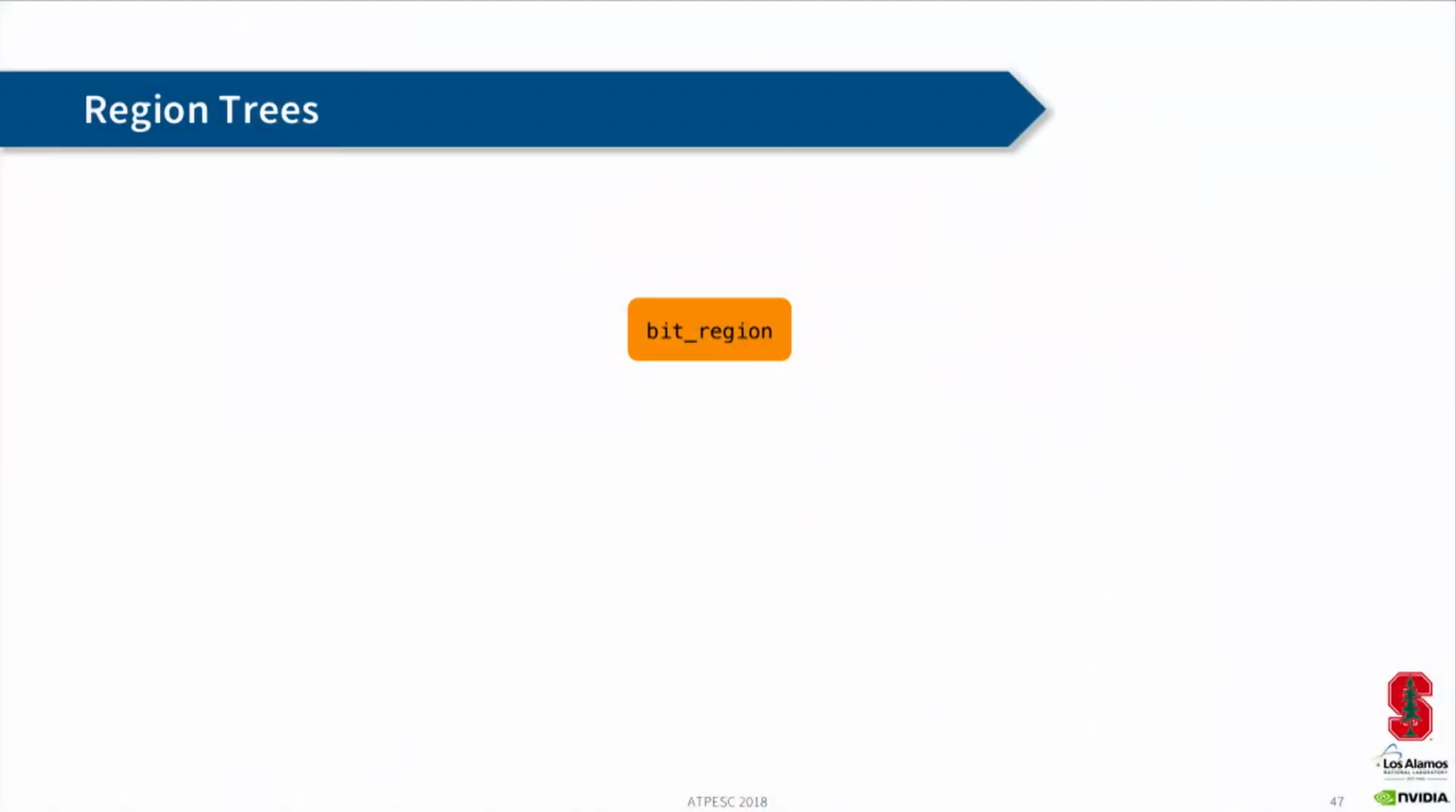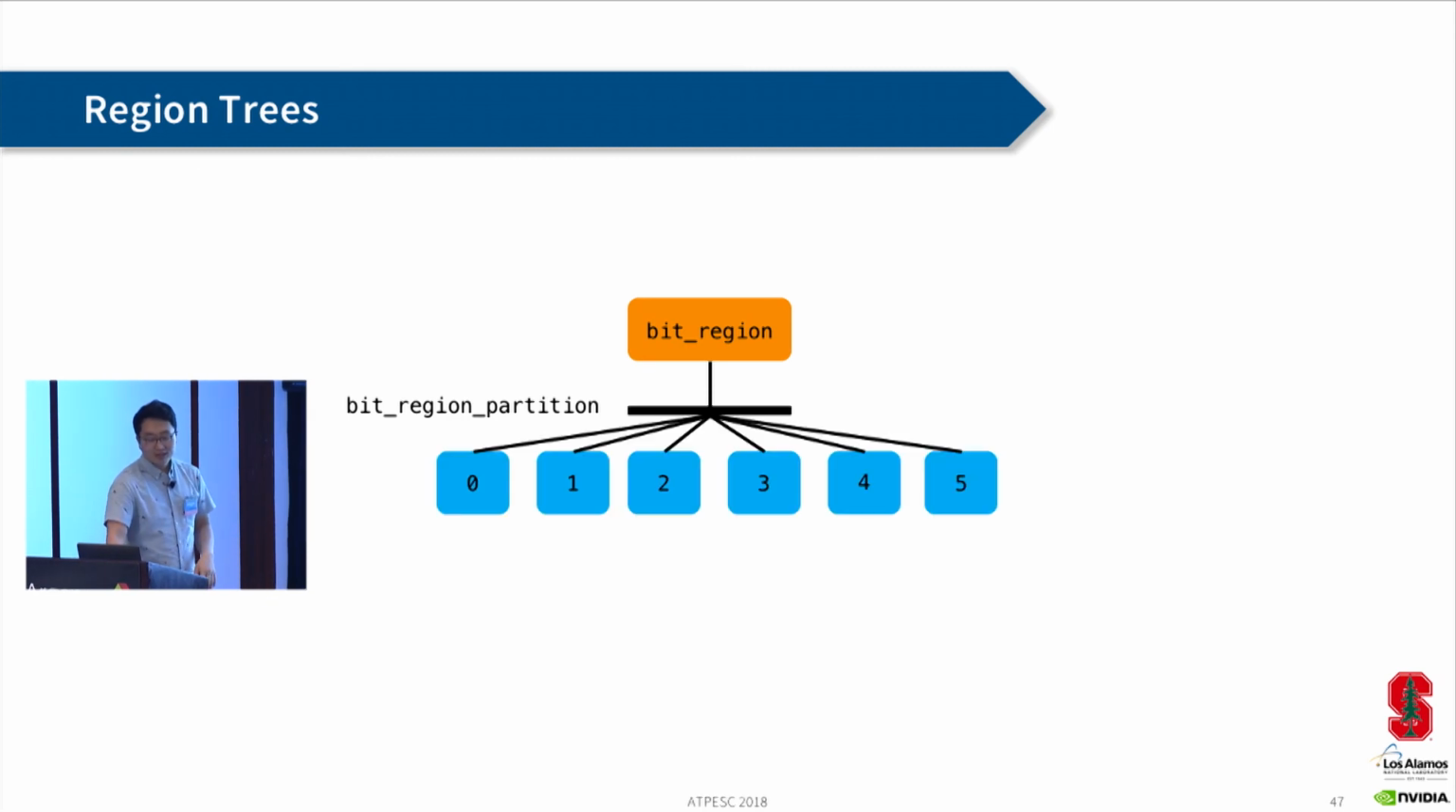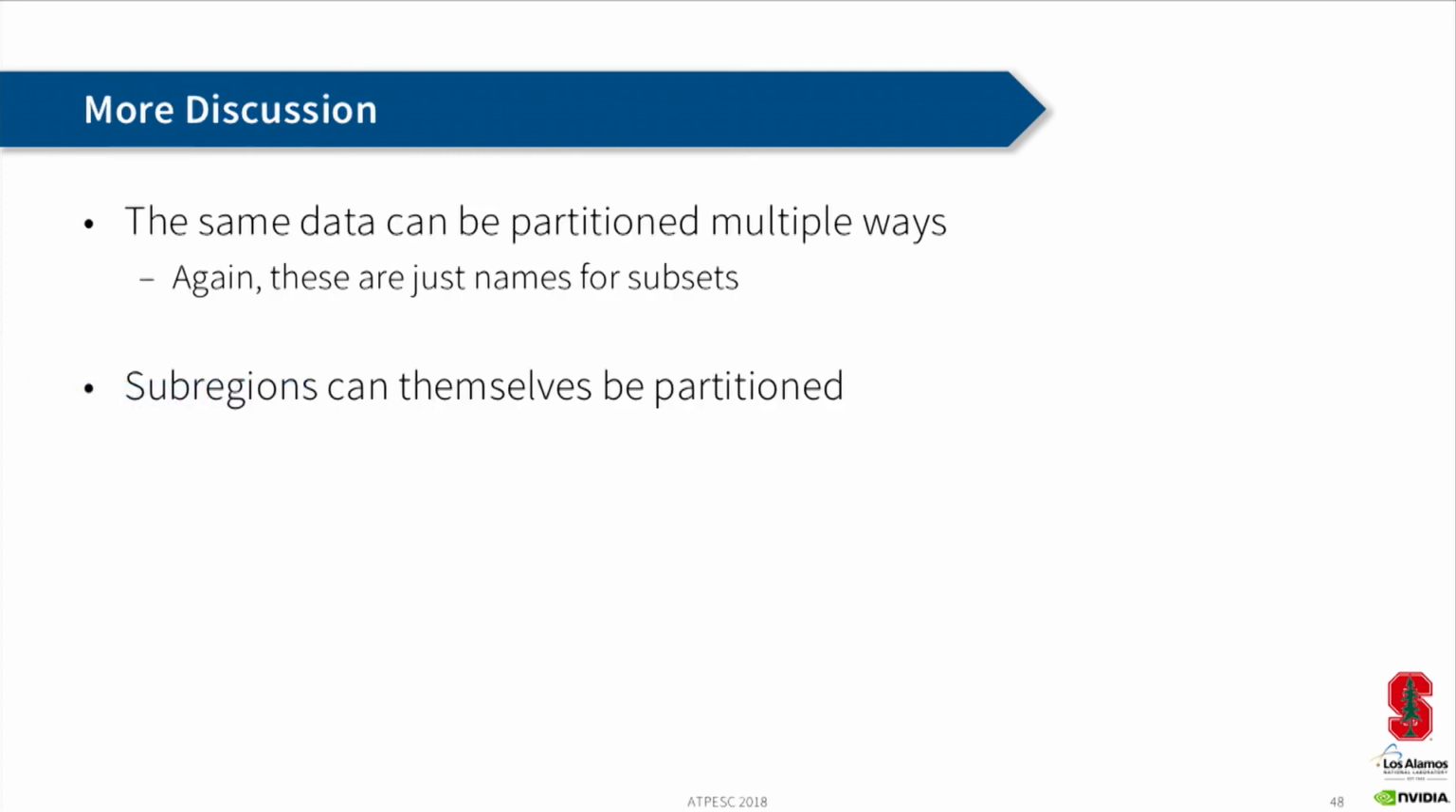Okay? And regions and partitions are maintained as region trees in the runtime system. So if you create a new region, it will start a new tree where the root node is the top level region. And when you create a partition, there will be a node for the partition, which basically represents a set of subregions, like this. Okay? And I only showed an example where you create one partition, but in theory, you can make however many partitions you want on the same region.